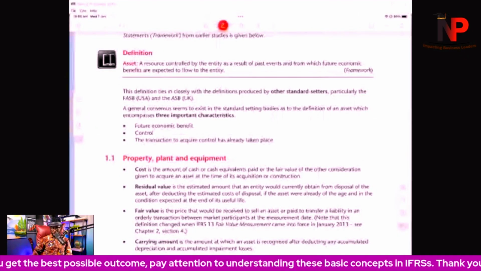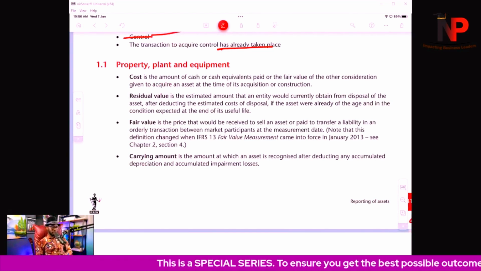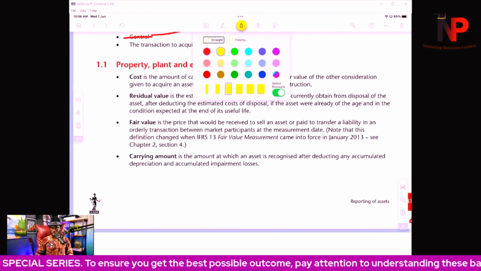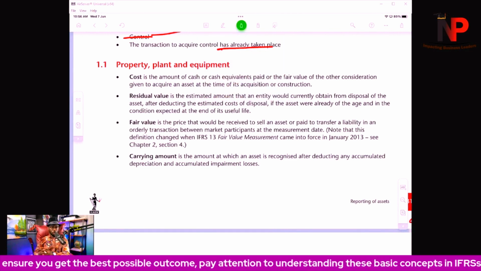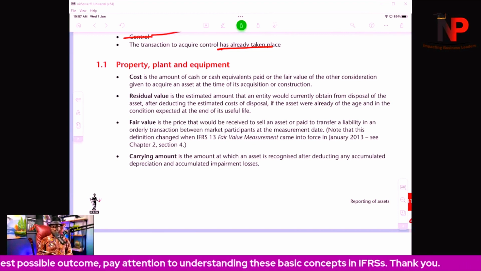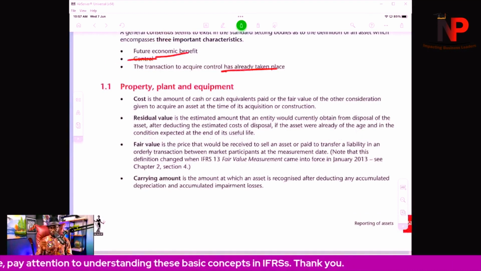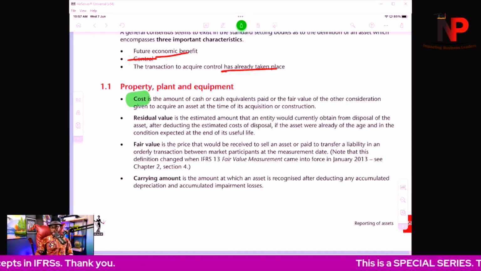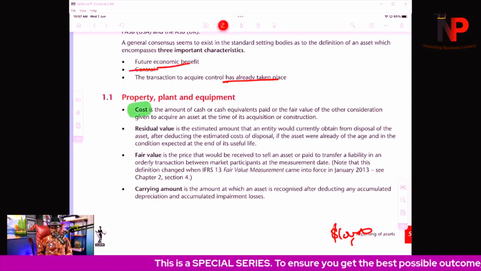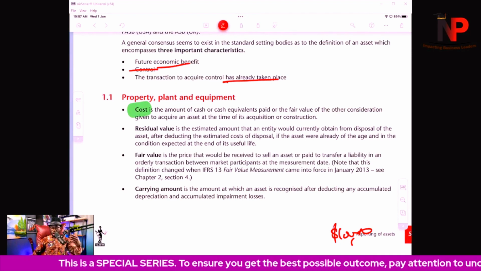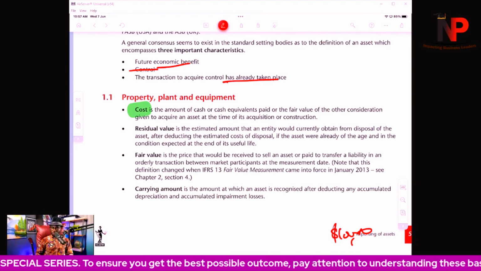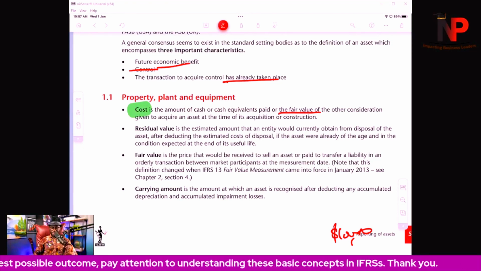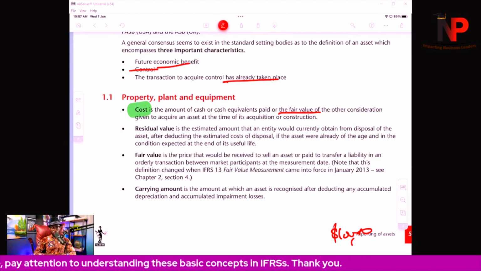Pretty simple. Let me bring up my slide. Under property, plant, and equipment, there are some definitions that we have to be mindful of, and these definitions will help us later on and throughout our discussion. So, make sure you stay with me carefully. The first one is cost. When we say the cost of an asset is, say, $10,000, what do we mean? Cost is the amount of cash or cash equivalent paid or the fair value of other consideration given to acquire an asset at the time of its acquisition or construction.